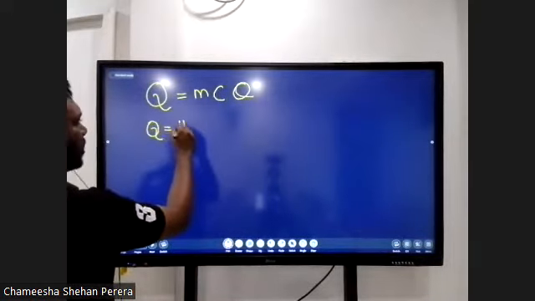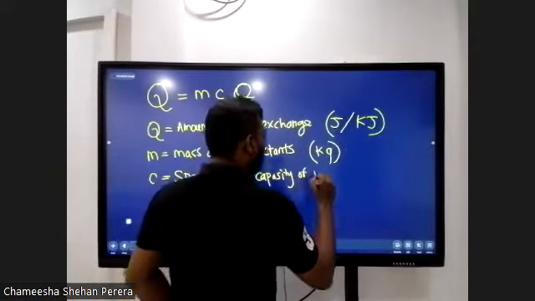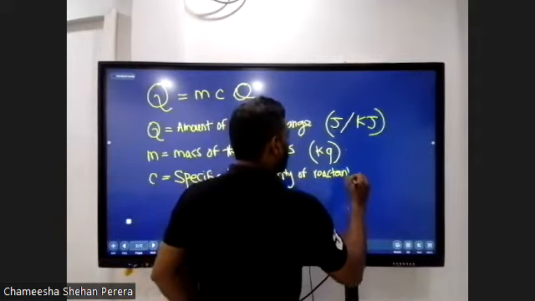M is the mass of the reactants, which is usually calculated in kilograms. And this c is a small c, not the capital C. c is the specific heat capacity of the reactants. I'll tell you what specific heat capacity is. Specific heat capacity of reactants.